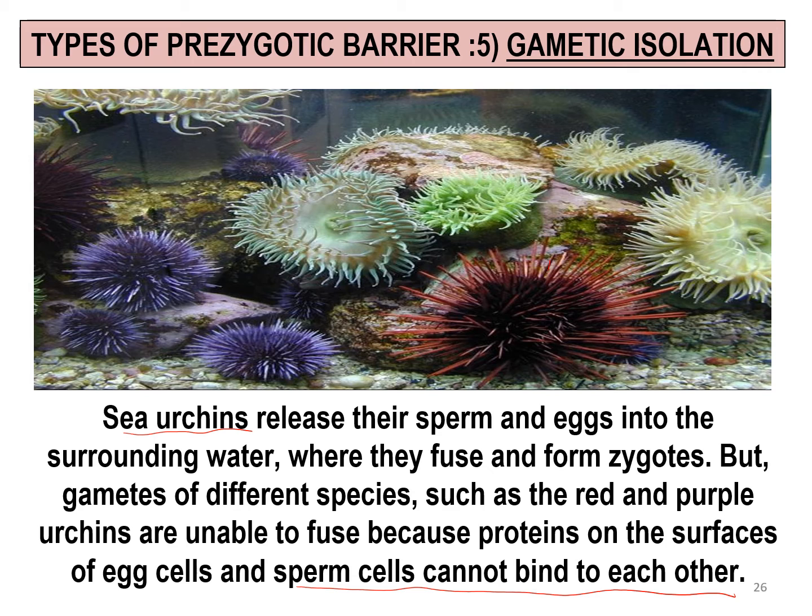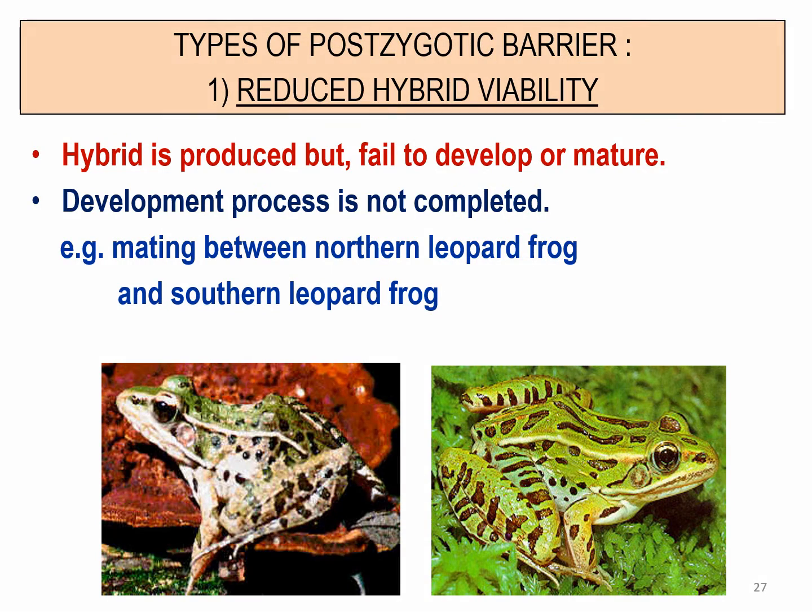Jadi kalau sebab ni, squirt dia akan hasilkan sperm. Lepas tu kalau jumpa pun dia tak boleh nak interbreed. Dia tak boleh nak fertilize the egg.